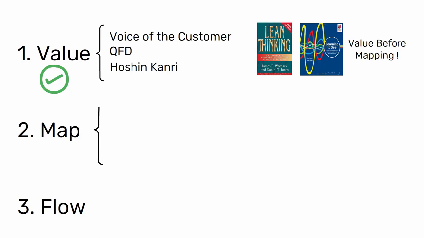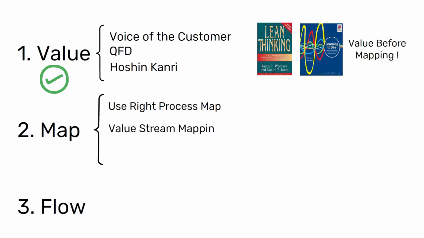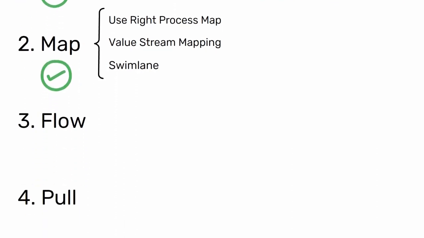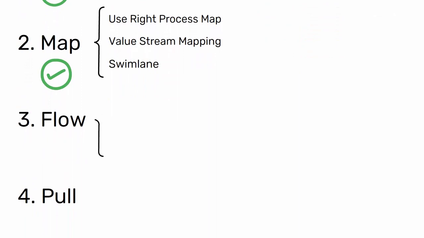map the value. Depending on the process to be mapped, you must use the right process map. I have created a video that explains the different types of process mapping. In general, for manufacturing processes, value stream mapping is used, while for transaction processes, swim lane is used. In the description, you will find links to dedicated tutorials.